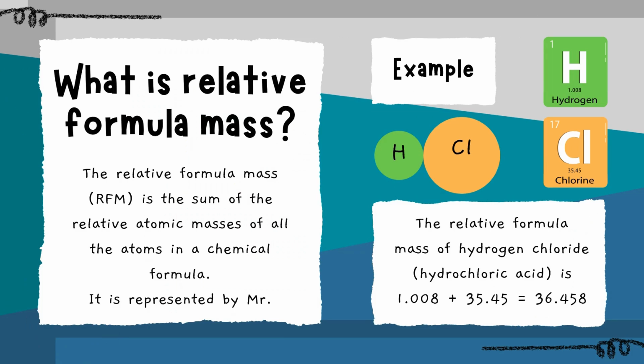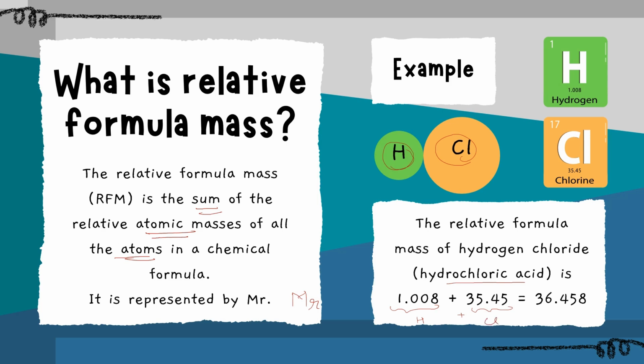What is relative formula mass? The relative formula mass is the sum of the relative atomic masses of all the atoms in a chemical formula. It is represented by Mr. For example, hydrogen chloride has a hydrogen atom and a chlorine atom in it. The relative formula mass of hydrogen chloride or hydrochloric acid is the atomic mass of hydrogen plus the atomic mass of chlorine.